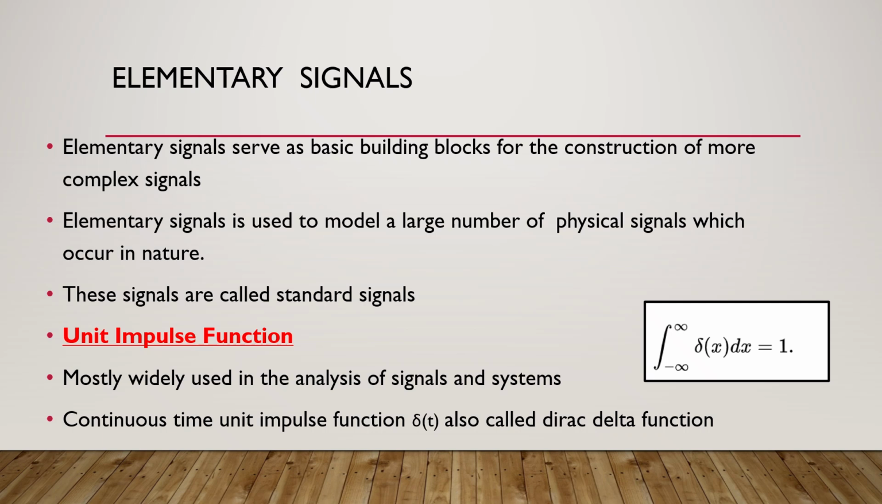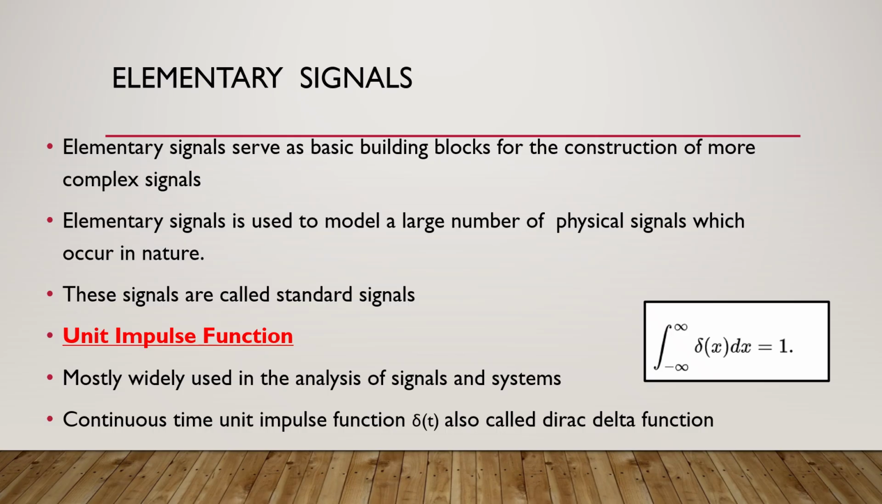Now what are unit impulse functions? It is mostly used for the analysis of signals and systems. The unit impulse function is also called the Dirac delta function. Dirac is a scientist who invented this impulse function, so it is named after Dirac. Delta is used to represent the impulse function. So it is called the Dirac delta function.